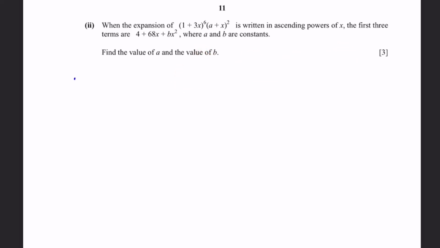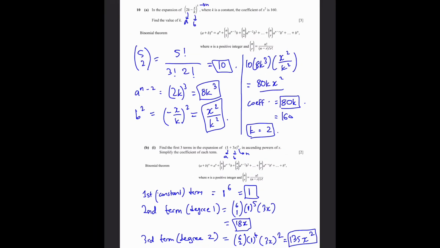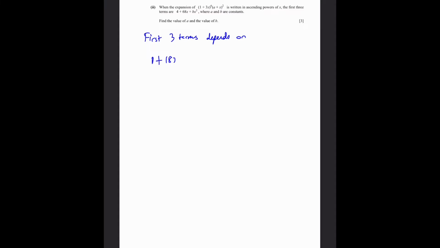So the first three terms depend on these first three terms you found in the previous question. Over here, 1 + 18x + 135x^2, times a^2 + 2ax + x^2. So we only need to multiply those which give us a term of degree 2 or less, which means the power of x has to be 2 or less. So 1 times either of these will give 2 or less.